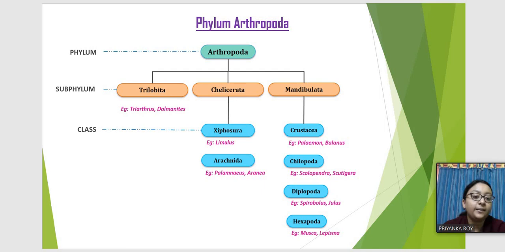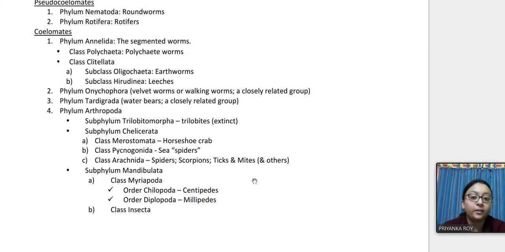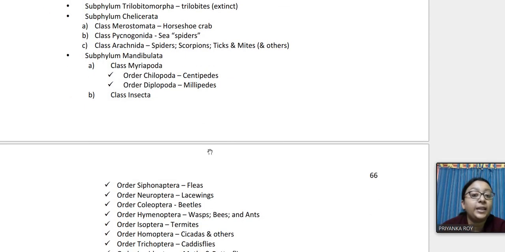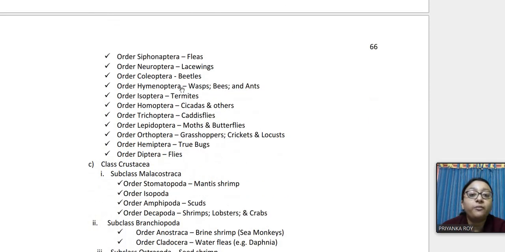And these are again a few more examples of the different classes and subphyla. And next we have the different examples, like in Trilobita there are the horseshoe crabs, and in Chelicerata there are the arachnids, spiders, scorpions. In Mandibulata, there is the presence of mandibles like jaws. We have the centipedes, millipedes and insects. So there are a few common things that you have to remember.